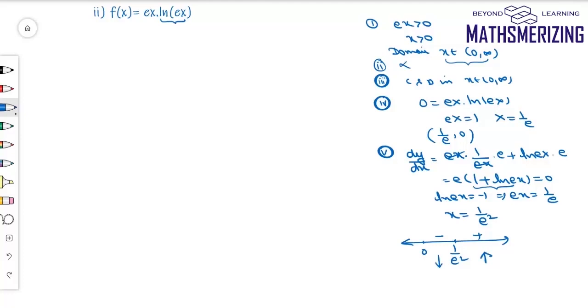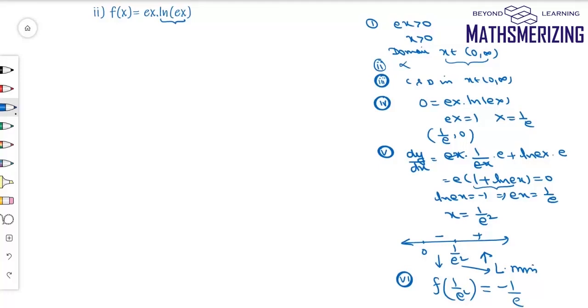Now at 1 upon e, the sign changes from minus to plus. So that means 1 upon e is actually a point of local minima. So I'll also find the value at 1 upon e. So if I'll put x as 1 upon e, I'll get minus 1 by e. Now again, I'll skip step 7. So I'll straight away go to my limits.